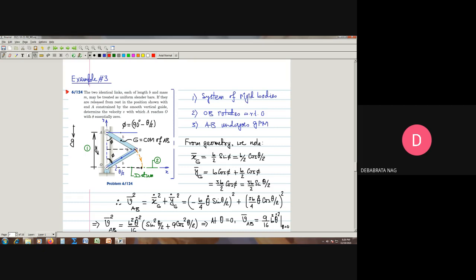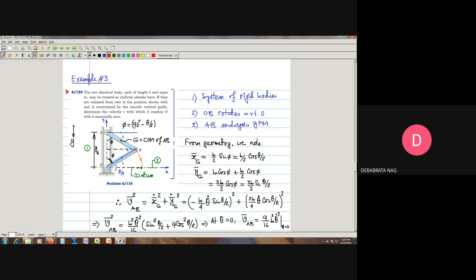So we try to solve the problem in two ways, because we noted that when we have a rigid body undergoing general plane motion, we can calculate the kinetic energy in two ways. One, we can go for the instantaneous center, or we can apply our classical general expression for kinetic energy that we have learned so far.